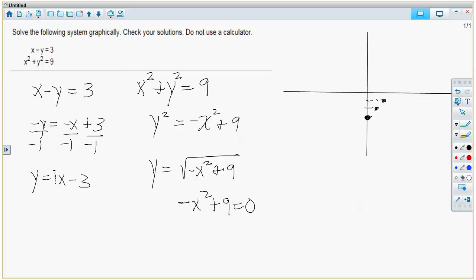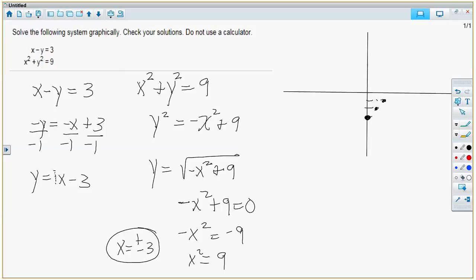And that's going to give us, this doesn't look good at all. Negative x squared is equal to negative 9. And x squared is equal to 9 divided by negative 1, and that gives us x equal to positive or negative 3. If you plug in positive 3, you're going to get 0. If you plug in negative 3, you're going to get 0. But what happens if you plug in numbers before and after negative 3 and positive 3?